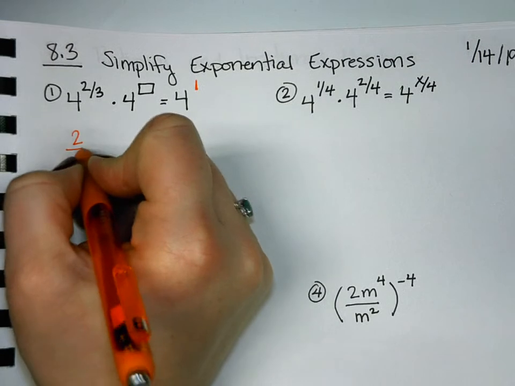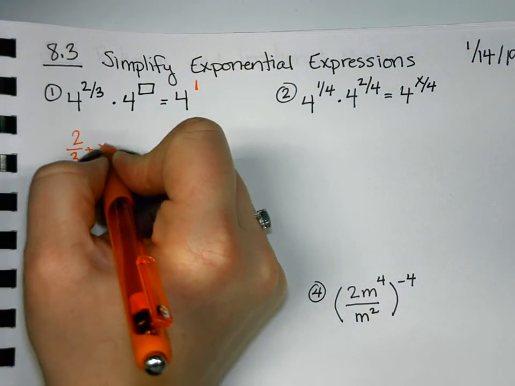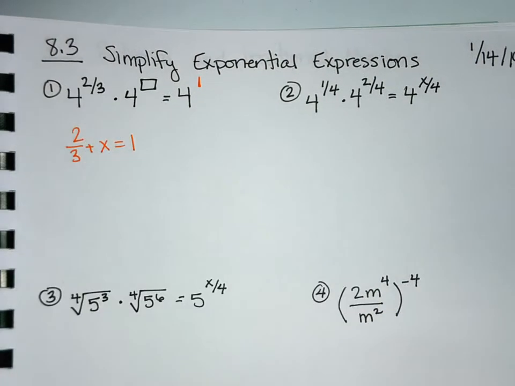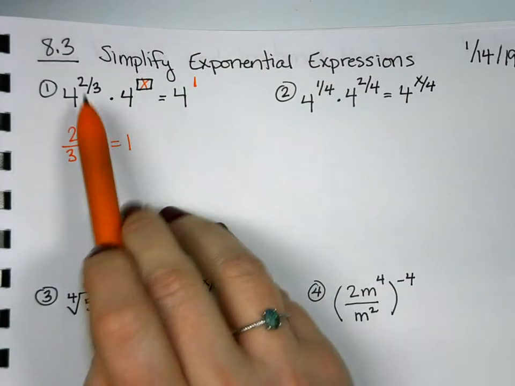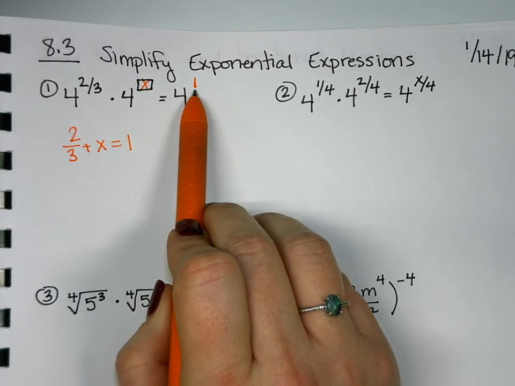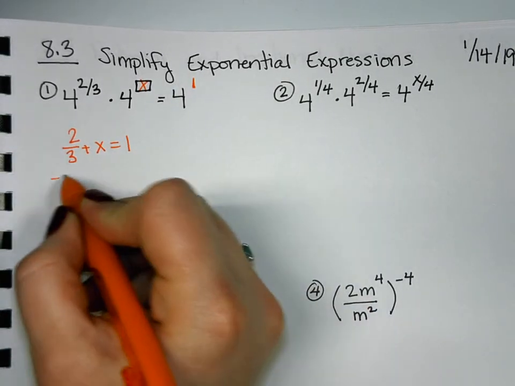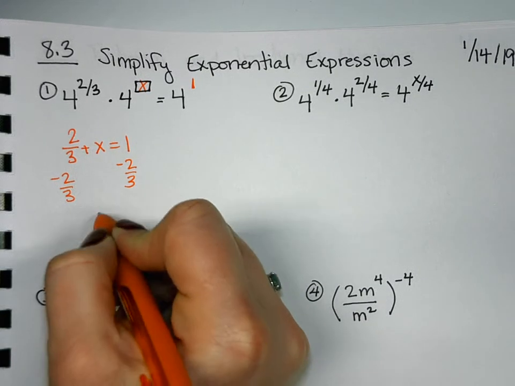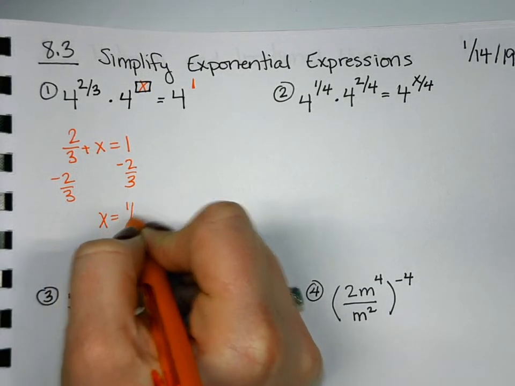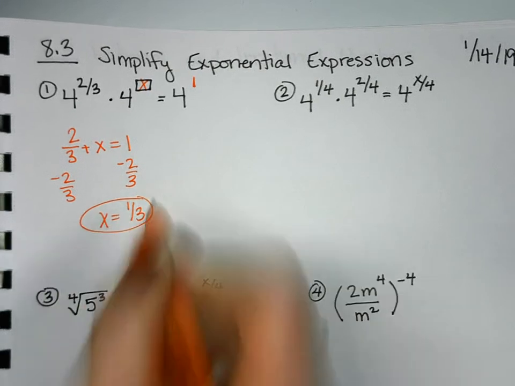So that means 2/3 plus what gives us 1? Because this is our x, what we don't know. But we know that they have to add up to equal 1. So when you subtract 2/3 from both sides, what do you get? So then x, or that space, would equal 1/3.